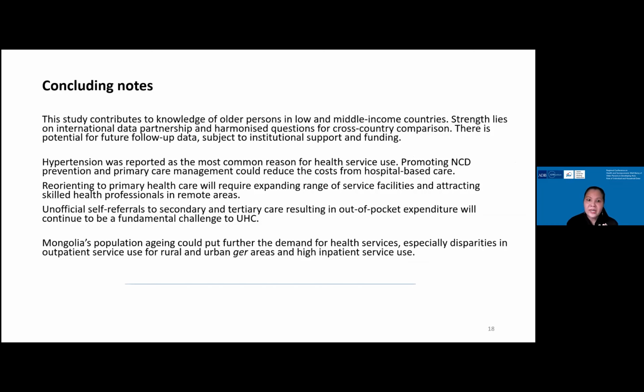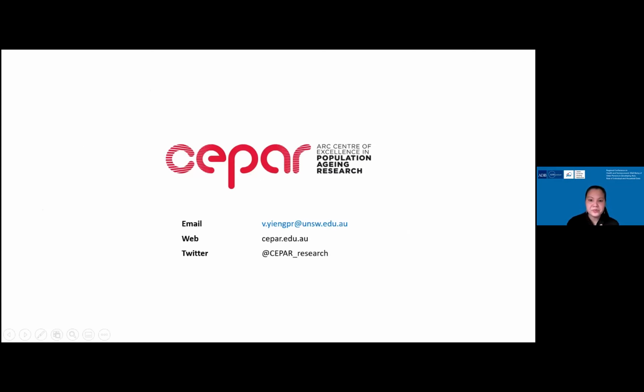Self-referral and its mechanism is still going to be quite a challenge, and improving this would reduce the out-of-pocket expenditure, which is a fundamental challenge really for universal health coverage. So lastly, as the Mongolian population ages, it would put further demand on health services, and we know these disparities, especially in how outpatient services are used by those in rural and urban areas, and also high inpatient service use, which can be costly. Thank you.